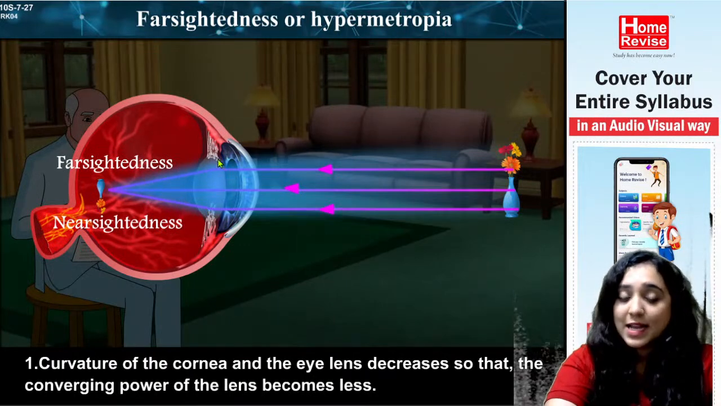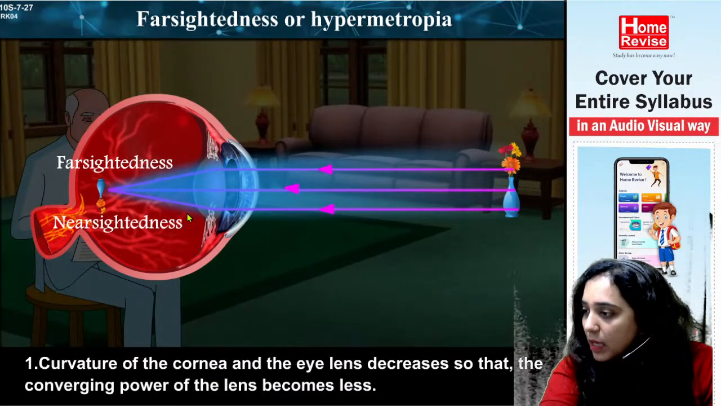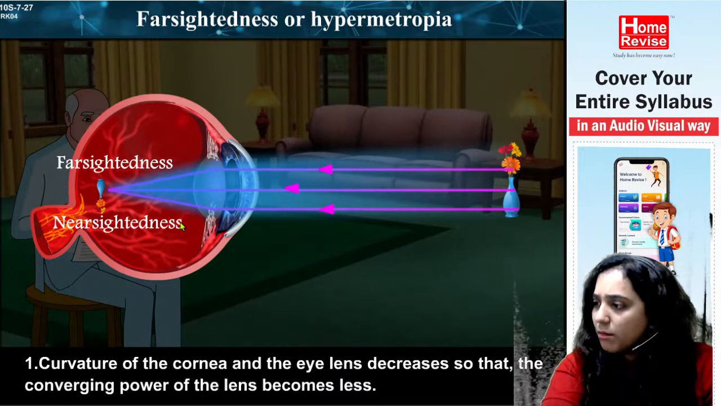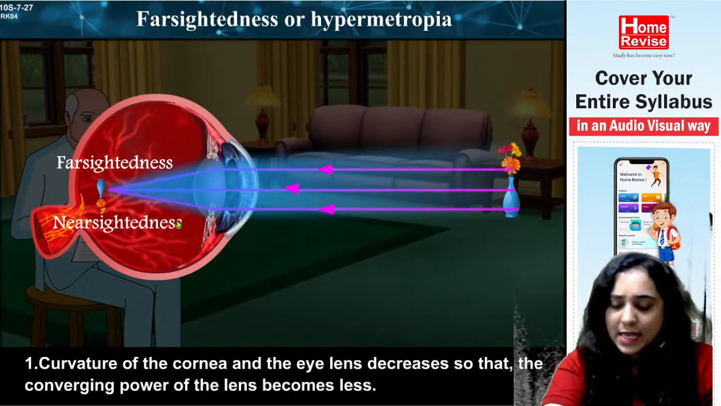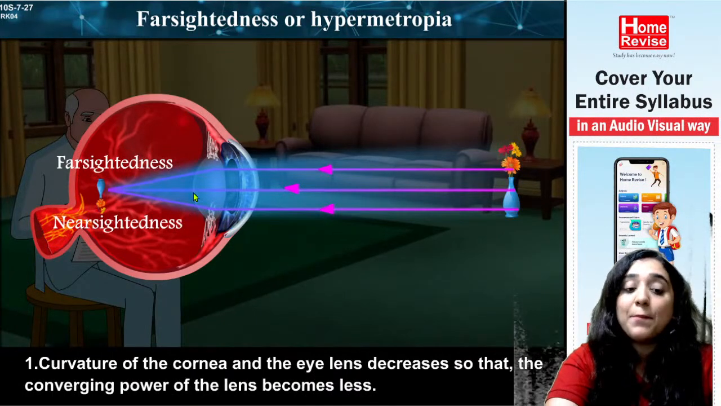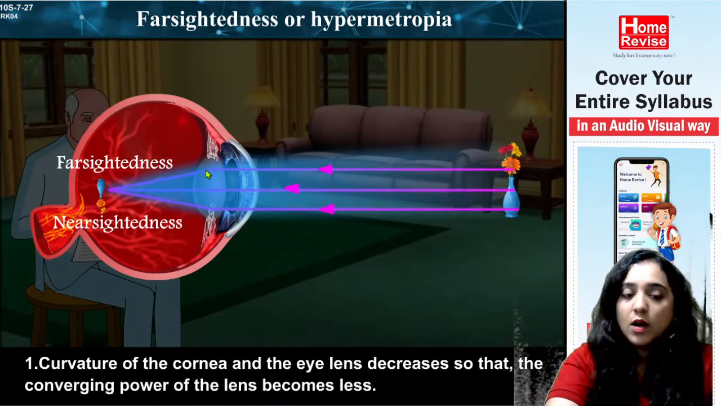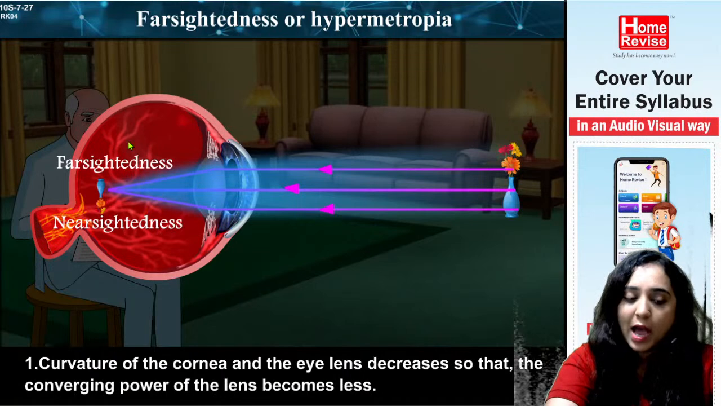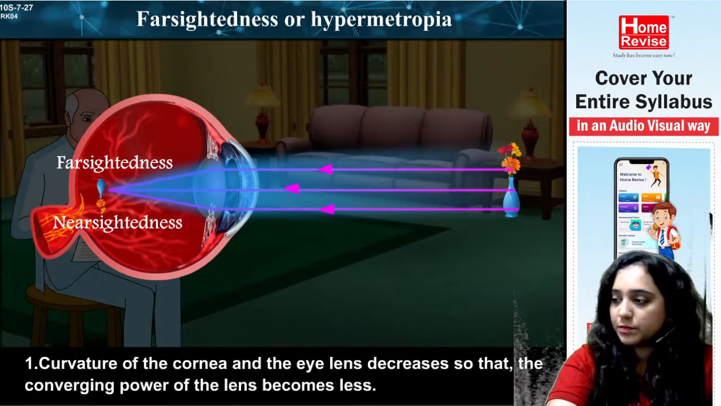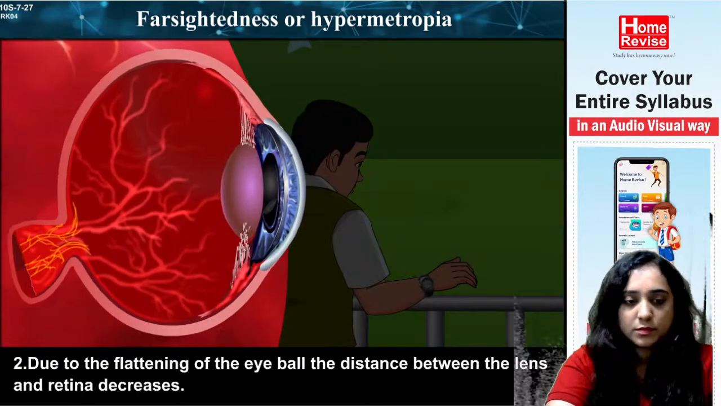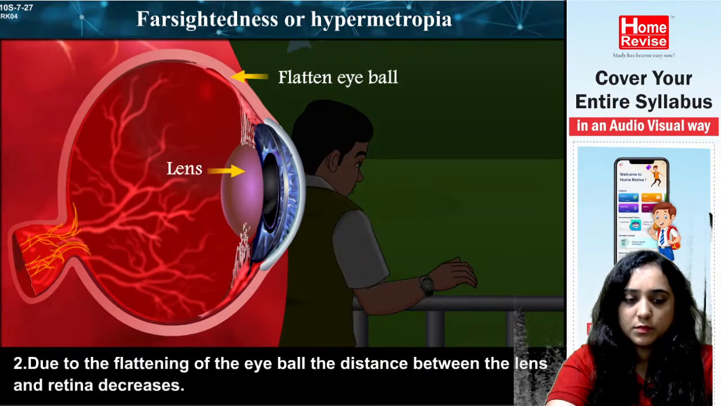As I told you, myopia happens in a normal eye because of this lens and cornea. This is the first thing, and the second is the elongation of the eye. Second, due to the flattening of the eyeball, the distance between the lens and retina decreases.